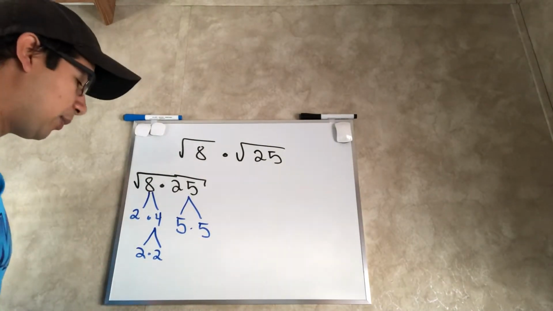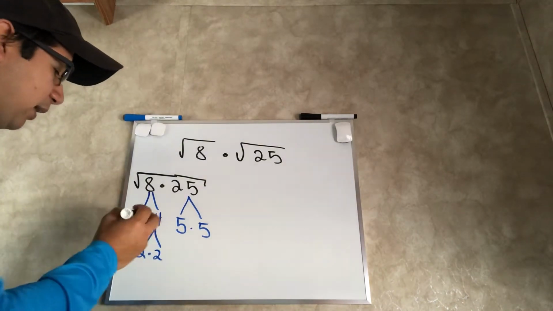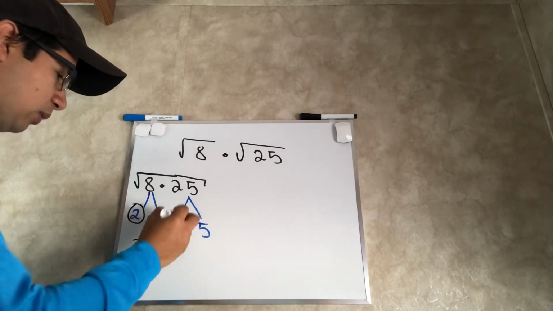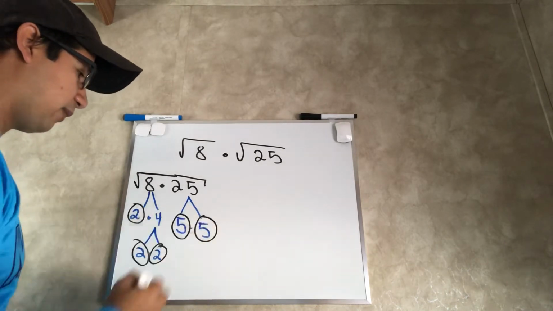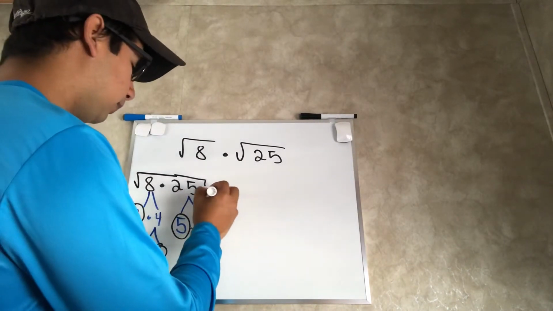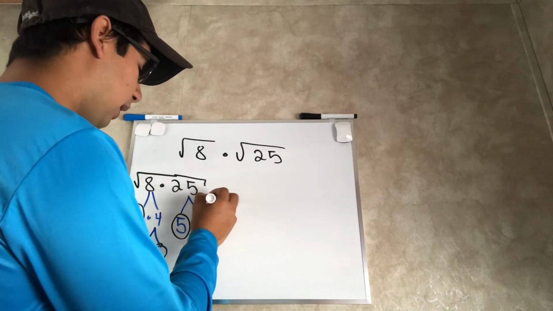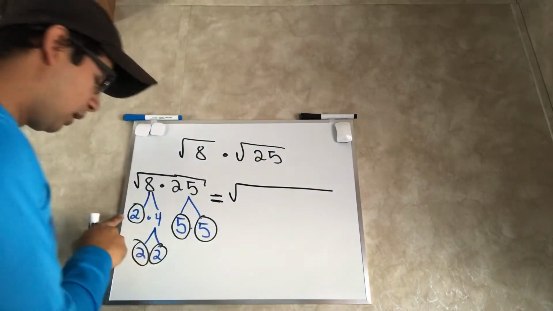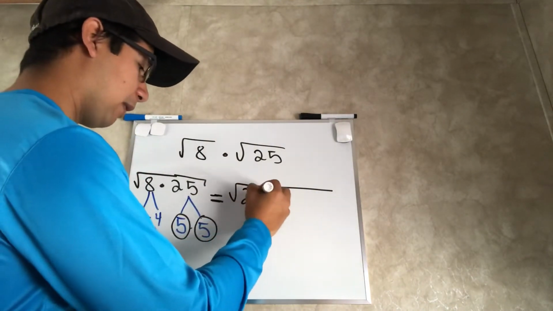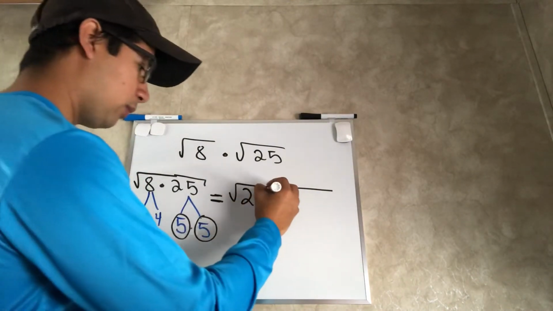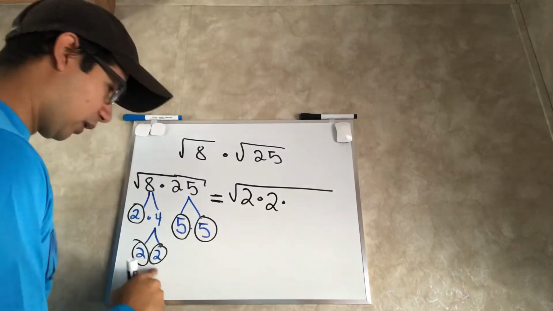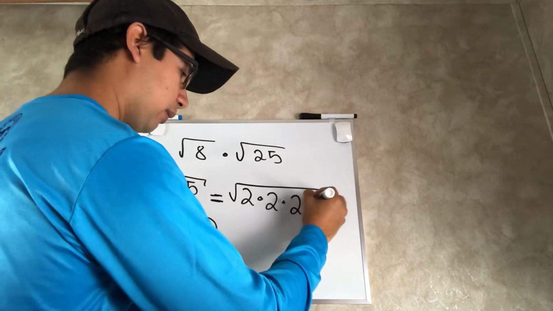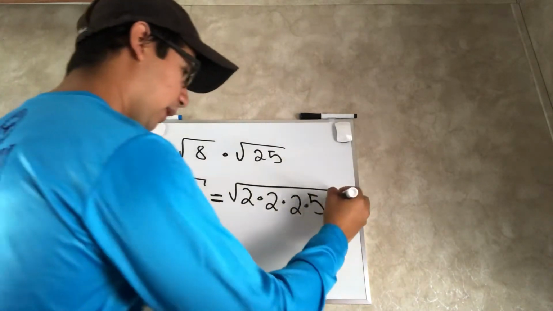So then we're going to get the numbers at the very end of the tree. So we have 2, 2, 2, 5, and 5. So what we get here is we're actually going to get the square root of 2 times 2 times 2 times 5 times 5.